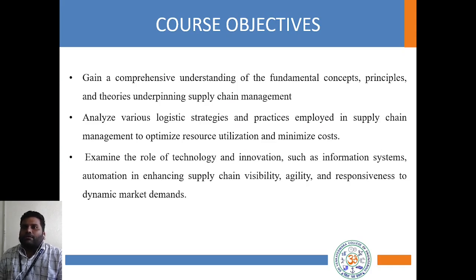right? So the course objective is to gain a comprehensive understanding of the fundamental concepts, principles, and theories underlying supply chain management. Because supply chain management is the overall layout, and logistics is a part of supply chain management. The next is to analyze various logistic strategies and practices employed in supply chain management to optimize resource utilization and minimize the cost. Then you will be examining the role of technology and innovation, such as information systems and automation, and how they enhance supply chain visibility and agility, because these are needed for the sustainability of the markets, right? So these are the course objectives.